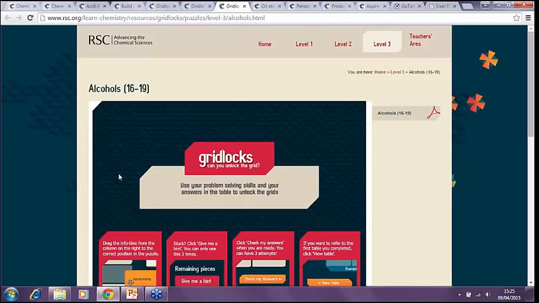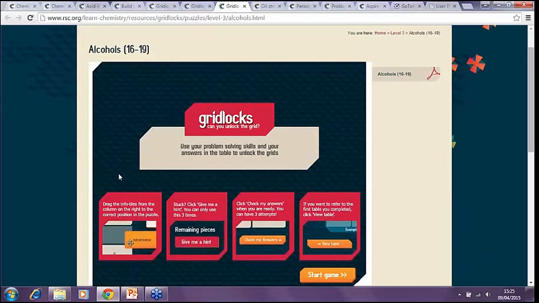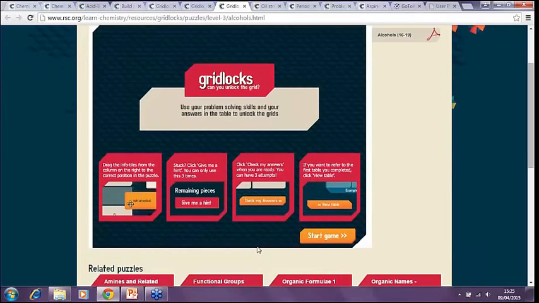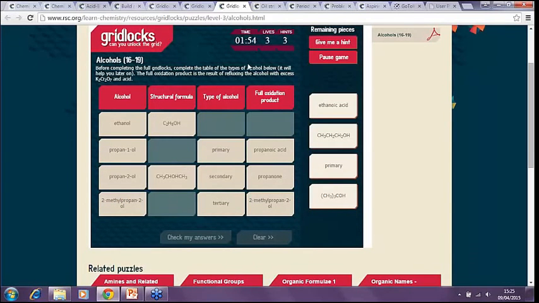Okay, so we're going to have a look at this one now. So this is for those of you who are looking at slightly older levels there. So we're going to have a look at the alcohol one. Okay, so we're on the timer here. Can anybody tell me the answer for this one here? So I'll start filling in the top row. But if you can tell me the answer for this one here, so what's the structural formula that's going to match propan-1-ol? Okay, and I'll start filling in the rest of it.